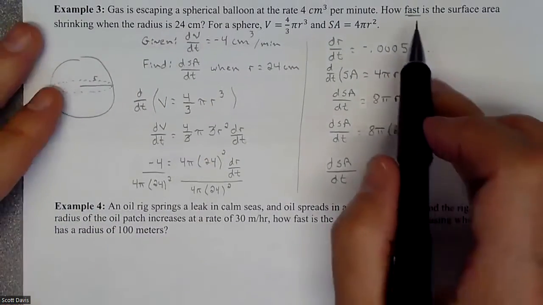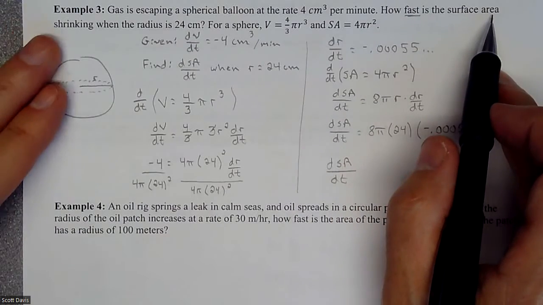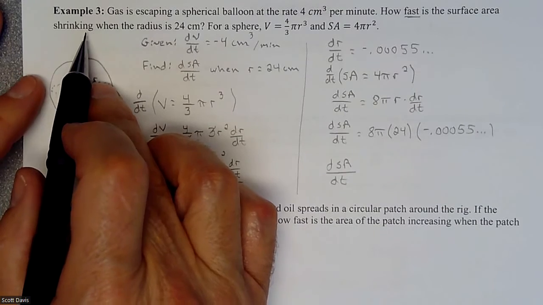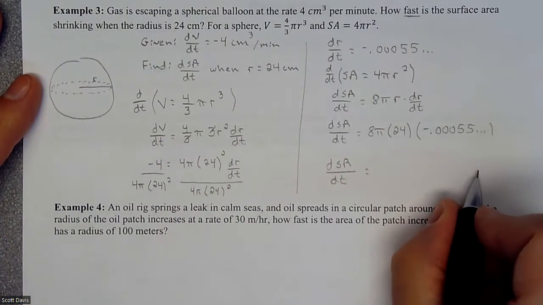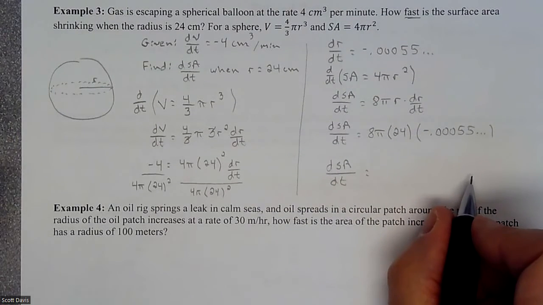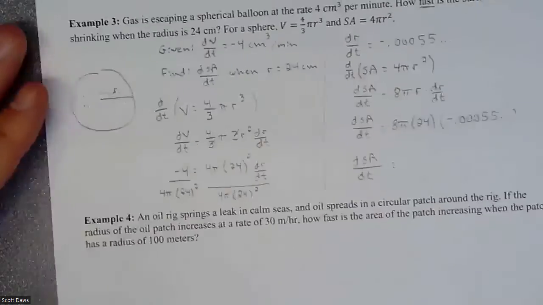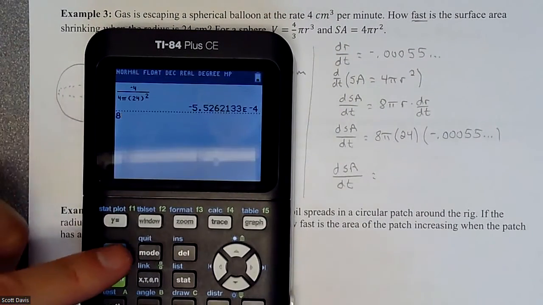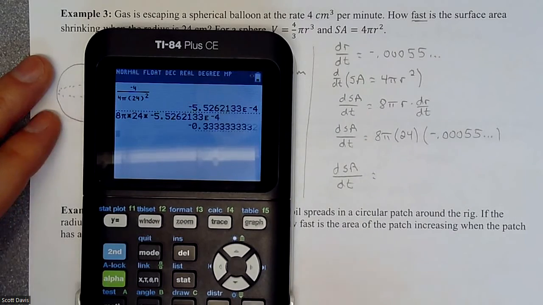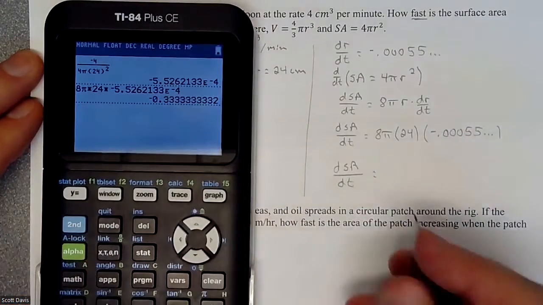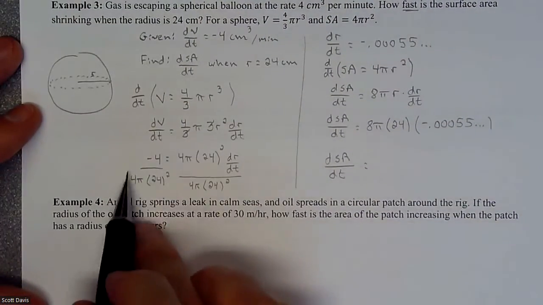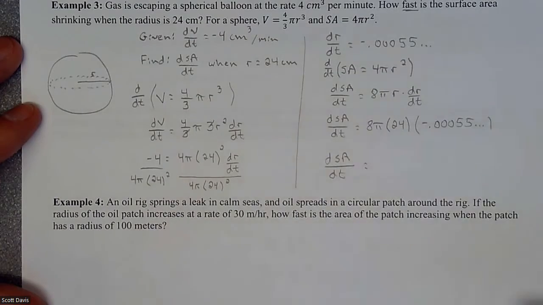So we should have a negative answer. But our final answer is going to be how fast is the surface area shrinking. So they've already brought up the word shrinking, so I don't need to tack a negative onto it. Our answer is going to be negative, but what I would list out as my answer would just be the value. So we have 8 pi times 24 times that value, and there is the rate. So that is actually a third.